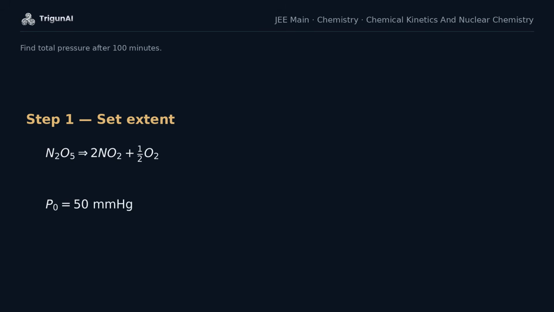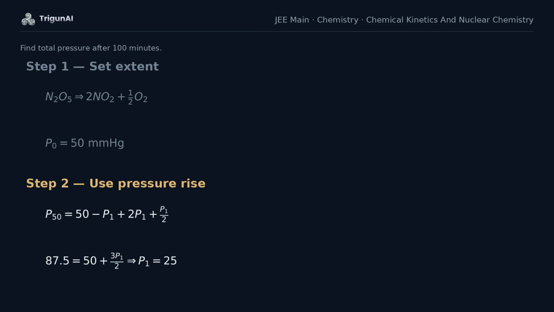Let the pressure of dinitrogen pentoxide decomposed in 50 minutes be P1. Since gases are at constant temperature and volume, pressure is proportional to moles. At 50 minutes, the reactant left is 50 minus P1, nitrogen dioxide formed is 2P1, and oxygen formed is P1 by 2. Substituting the total pressure gives P1 equal to 25.